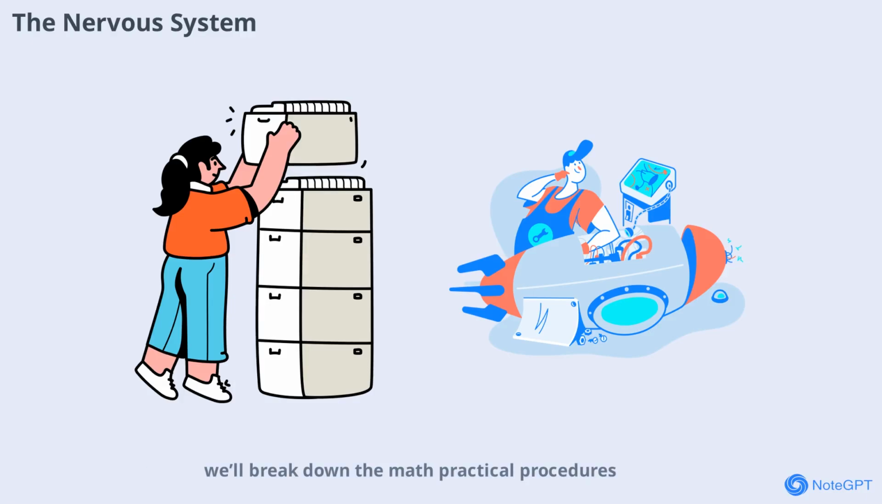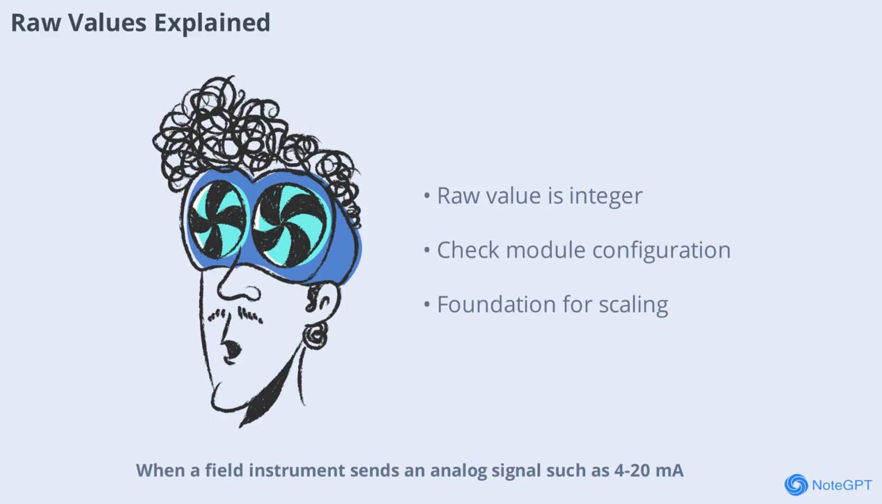In this chapter, we'll break down the math, practical procedures, and troubleshooting steps that keep your plant running safely and efficiently. Let's start by understanding what the PLC actually sees when it receives an analog signal. When a field instrument sends an analog signal, such as 4-20 mA, the PLC doesn't see a temperature or pressure value directly. Instead, the analog input module converts this signal into a raw integer.